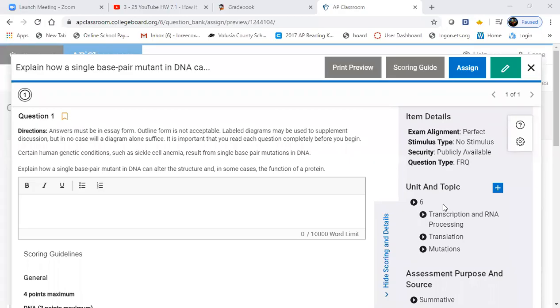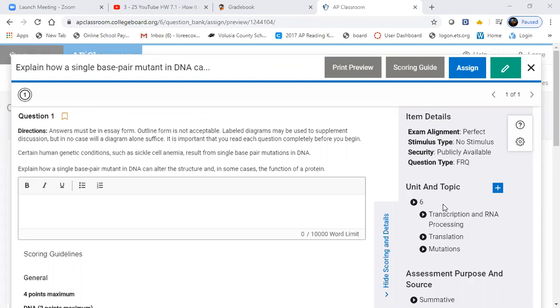All right. This is the second free response question that you guys have in gradebook. It's from 326. And the question states, certain human genetic conditions such as sickle cell anemia result from a single base pair mutation in DNA. All right. So although it looked like a very simple question, this is actually a 4-point question.